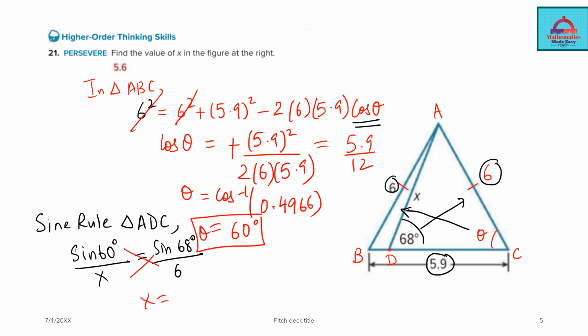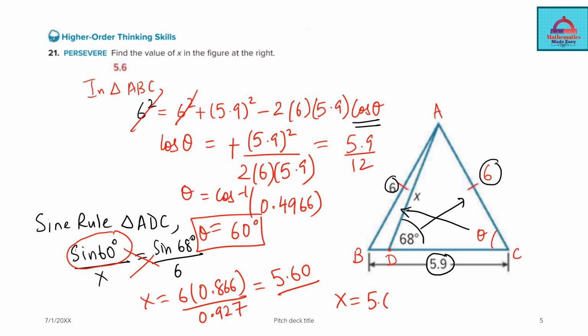So x is going to be 6 multiplied with 0.866 divided by 0.927. We are simplifying. I have multiplied 6 with sine 60. Sine 60 value is 0.866 and sine 68 value is 0.927. So simplify this. This will come out to be 5.60. So the value of x is 5.6. Round off to 1 decimal place. That's how you get your value of x.